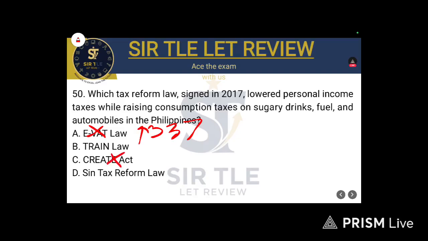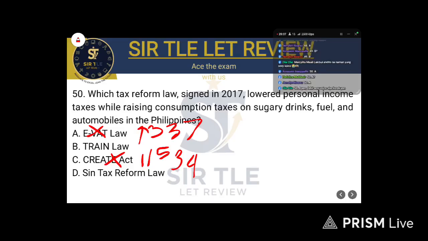Also, the Create Act. This is the Republic Act 11534. This is the pandemic recovery measure, so focusing on cutting corporate income taxes and rationalizing fiscal incentives for businesses, not personal income or drink consumption. What is your answer between letter B and letter D?